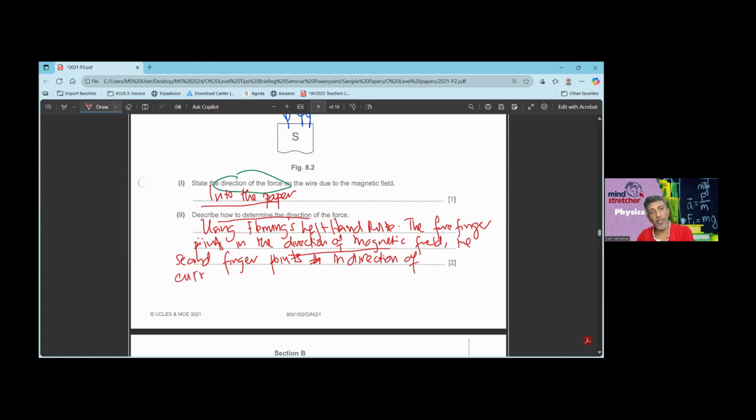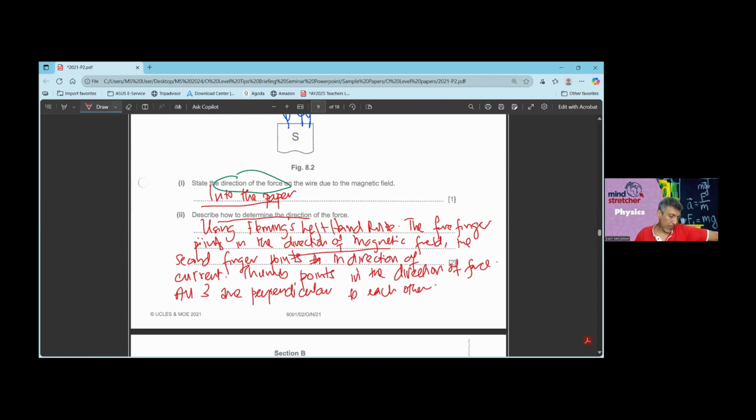Direction of current, thumb points in the direction of force. Okay, you can put there that all three are perpendicular to each other. Okay, perpendicular to each other.